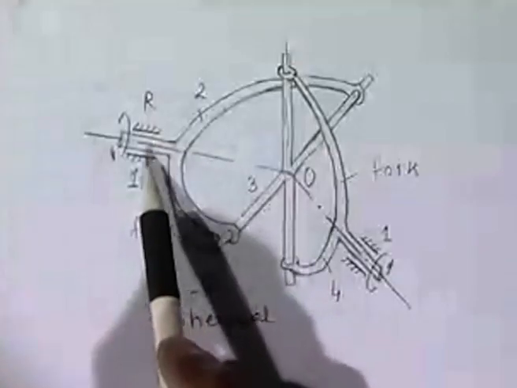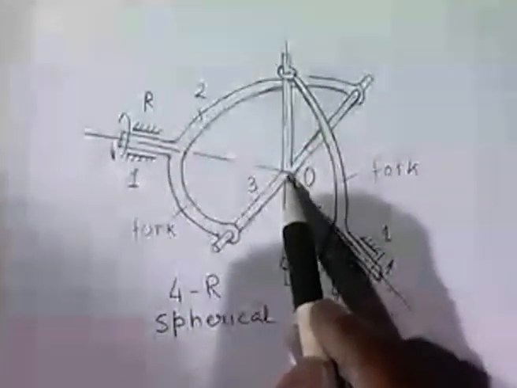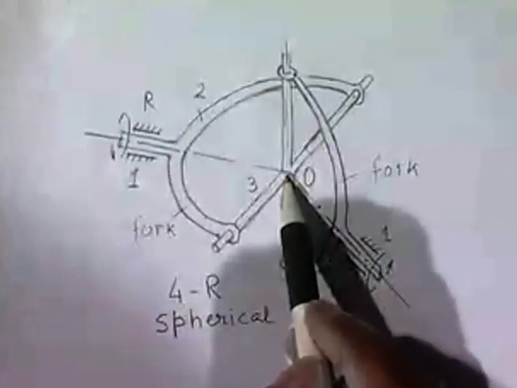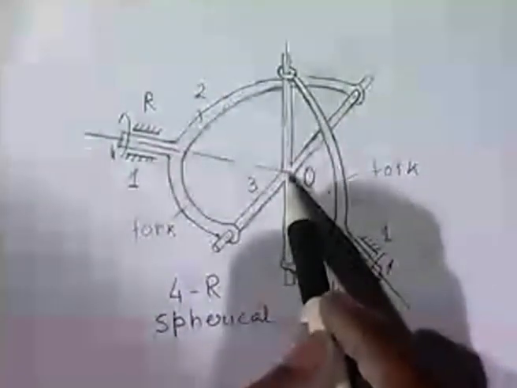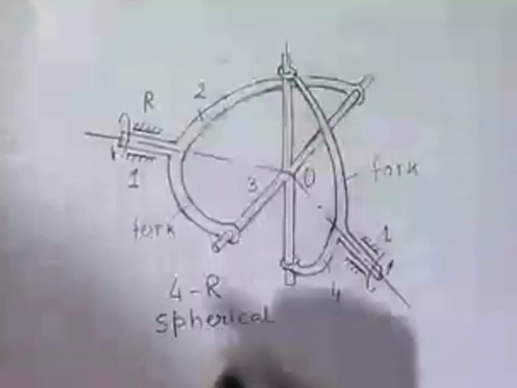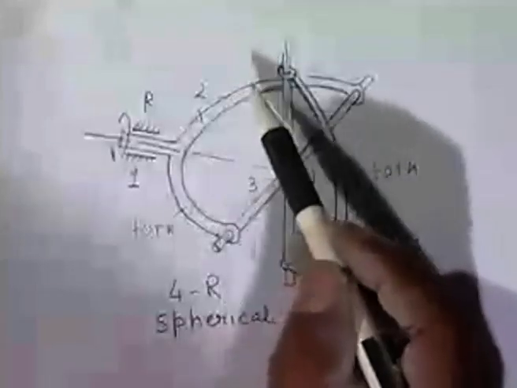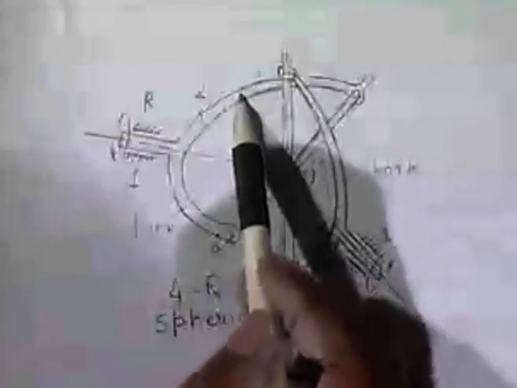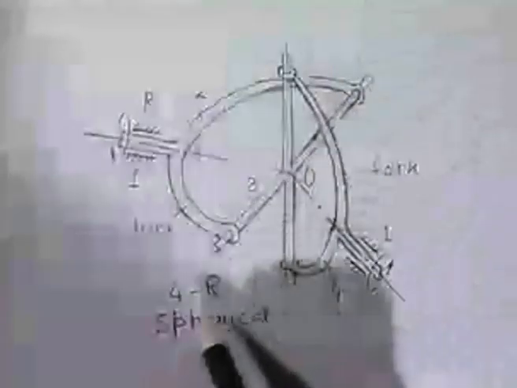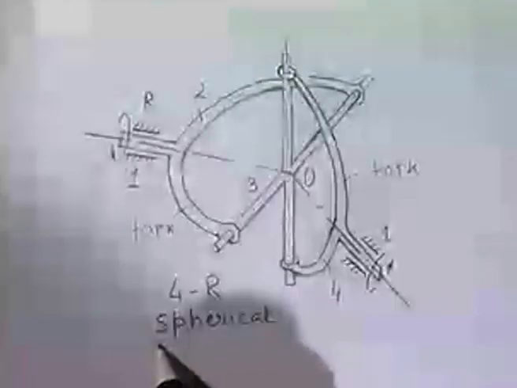All these 4 axes of the revolute pairs intersect at the point O, consequently the distance of any point of this mechanism cannot change from O as the mechanism moves. So all the points lie on the surface of the same sphere. This point always lies on the surface of a sphere. That's why it is called a 4R spherical mechanism.